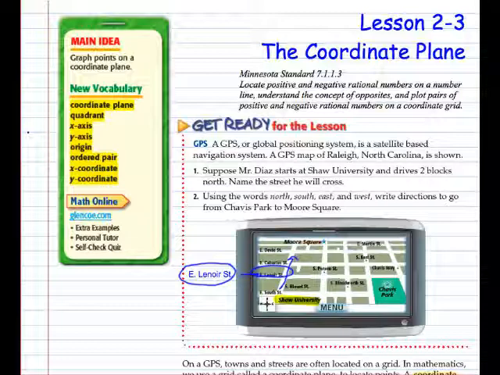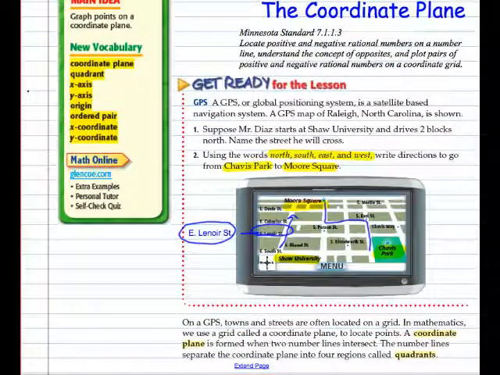Using the words north, south, east, and west, write directions to go from Chavez Park to Moore Square. Here's Chavez Park, here's Moore Square. We go north 1 block, west 2 blocks, and north 2 blocks. So north 1, west 2, north 2 to get to Moore Square from Chavez Park.